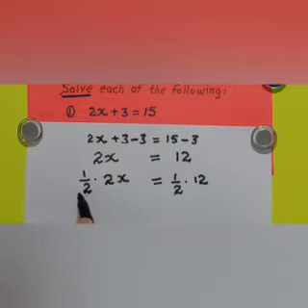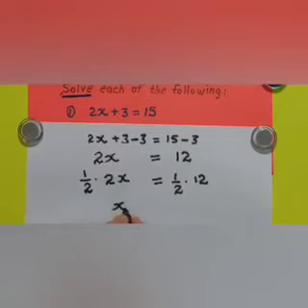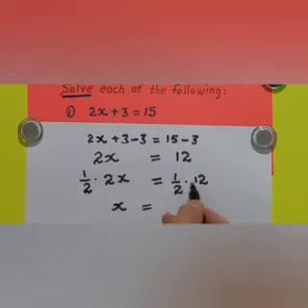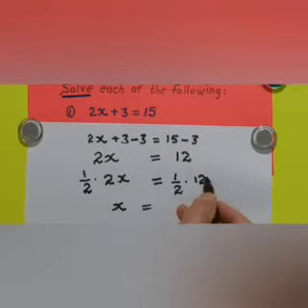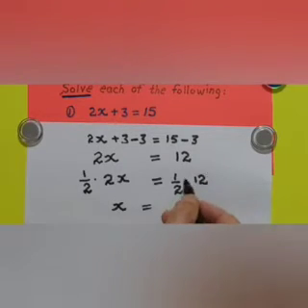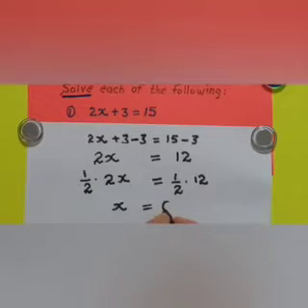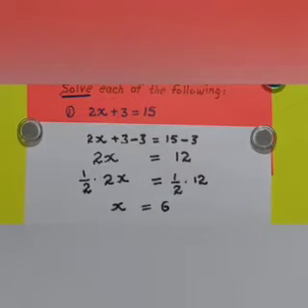You can cancel here 2 with 2, and the result is 1 times x, that means x. And here, on the other side, we can cancel 2, which will give me 1. Here, 12 over 2 will give me 6. So 1 times 6 is 6, the result. So this is the value of x. And by this way, we consider we solved the equation.